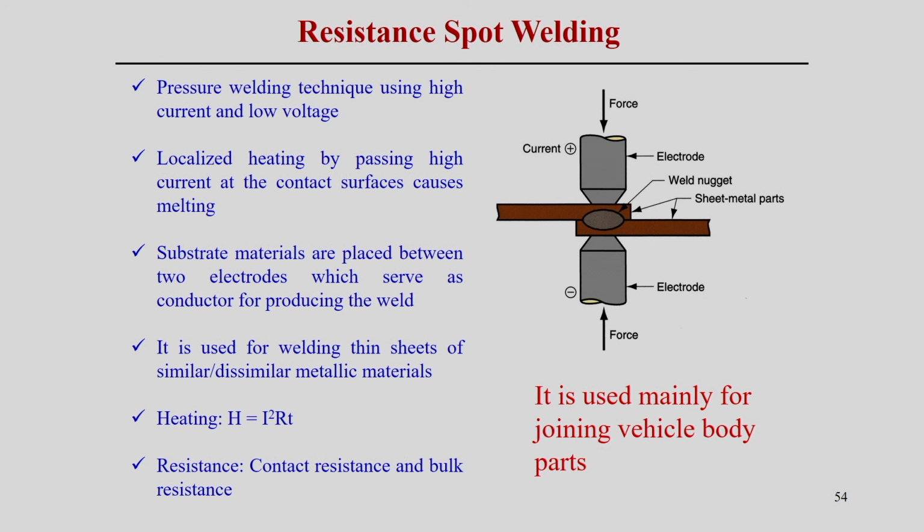You can estimate the heat generation in spot welding as H equals I squared R T, where I is the current, R is the resistance, and T is the time. But there are many components of resistance associated with resistance spot welding. We will see later, when we explain process modeling, what the different resistances are that account for the generation of heat in resistance spot welding. The main application of resistance spot welding is the joining of vehicle bodies, so the automobile industry is the main application area.